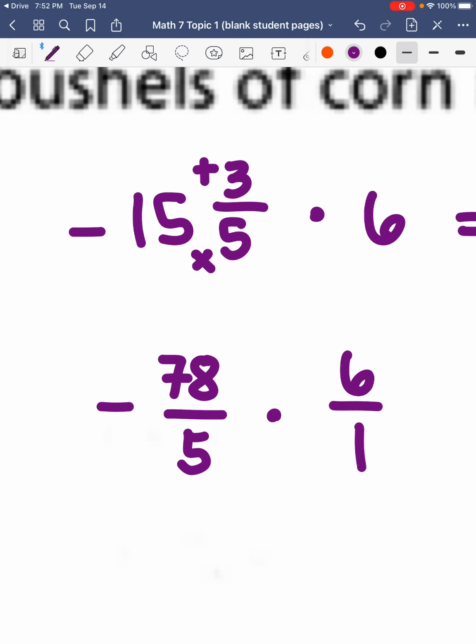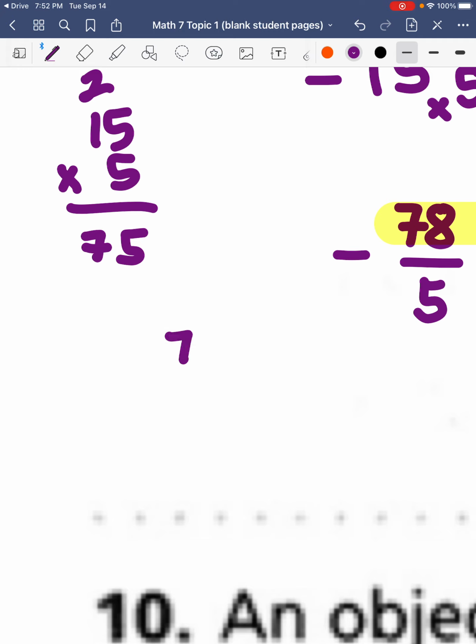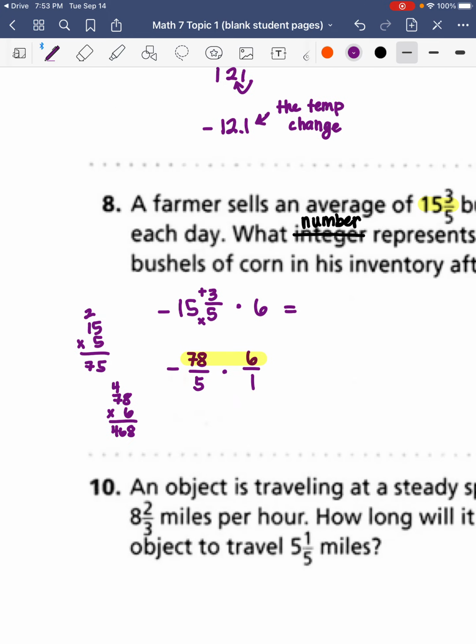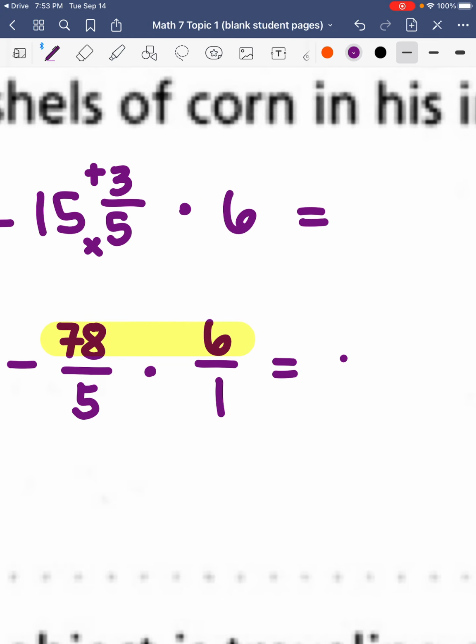Okay, so I'm going to see if anything reduces. And when I look here, I look diagonally, 5 and 6, nothing reduces. 78 and 1, nothing reduces. So I'm just going to multiply across the top. So multiply 78 times 6 together. So 78 times 6. 6 times 8 is 48. 6 times 7 is 42. Plus 4 makes 46. So I get 468. And remember, our answer is negative. And then 5 times 1 on the bottom, because we're just multiplying across down here. 5 times 1 is simply 5.